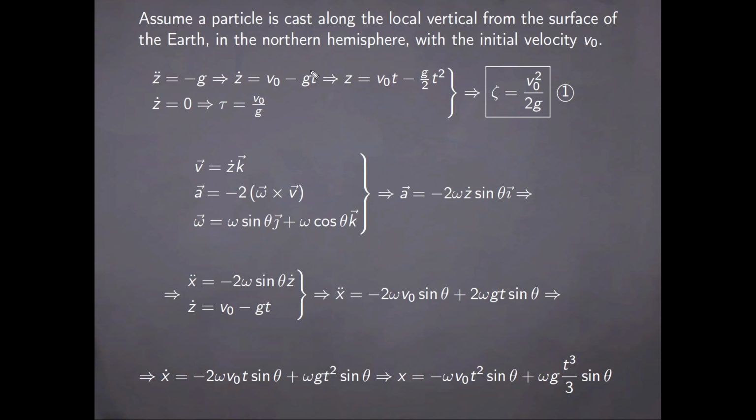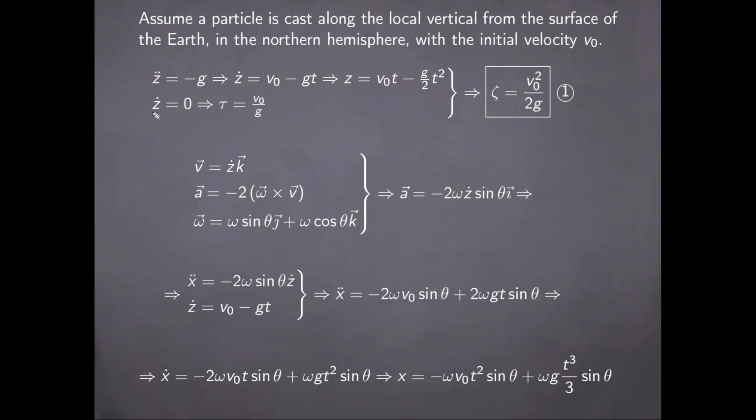We can now consider the problem of a particle that is cast along the vertical from the surface of the Earth in the northern hemisphere with the initial velocity v0. So in this case, the vertical acceleration is just the effect of Earth's gravitation, and therefore integrating this once leads to the equation of motion here, and integrating again leads to the well-known law of motion that we are familiar with.